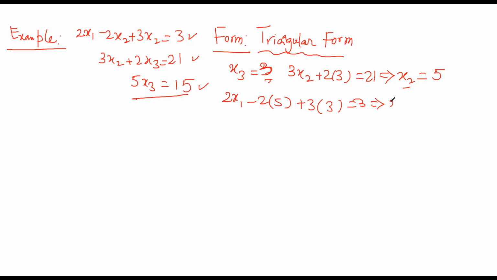So 2x1 minus 2 into 5 plus 3 into 3 is equal to 3. So we can solve it. For example, 3 minus 9 is minus 6. Minus 6 plus 10 is 4. 4 divided by 2 is 2. So x1 will be 2. So we will find the solution set x1, x2, x3 will be 2, 5, and 3. So we will find 2, 5, and 3 as the solution.